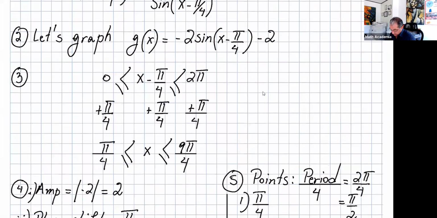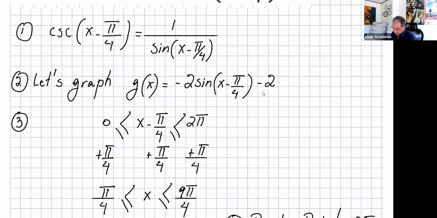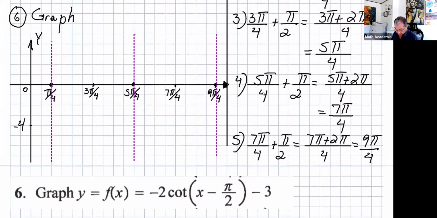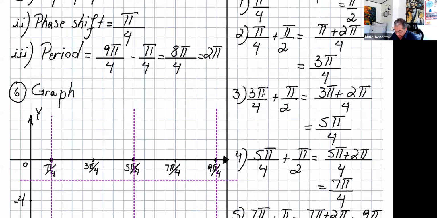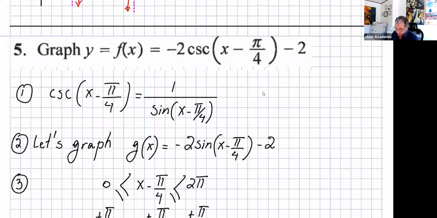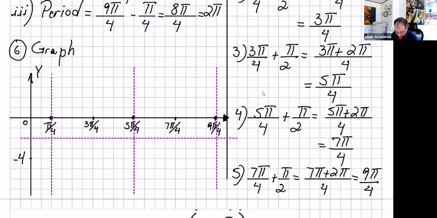So let's go over this. We said the new axis is going to be negative 2. It's right here. So we can draw the new axis here. And then the amplitude is the absolute value of negative 2, which is 2, so it's going to go up and down 2. So let's get those points up and down. So it's 0 and negative 4, so that's right.